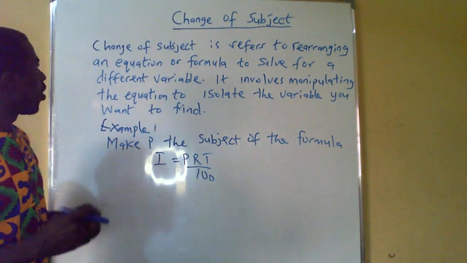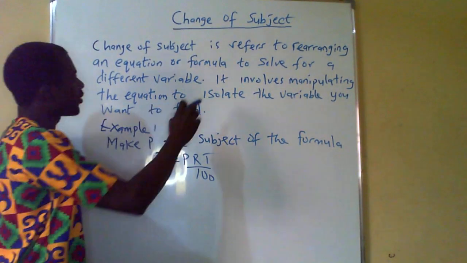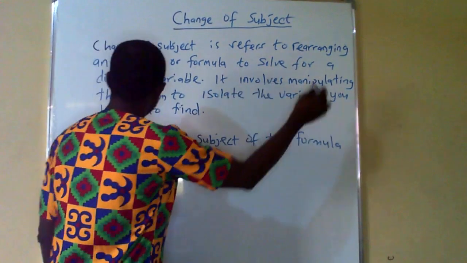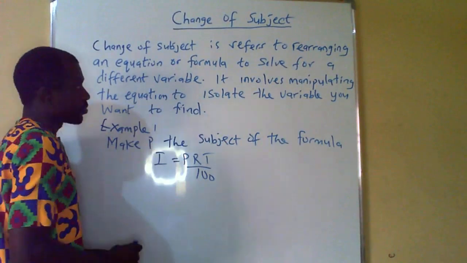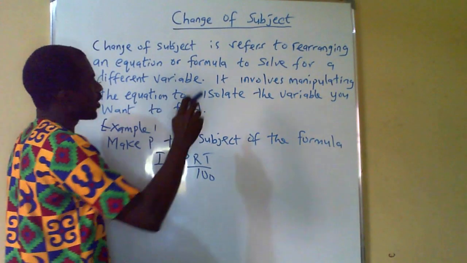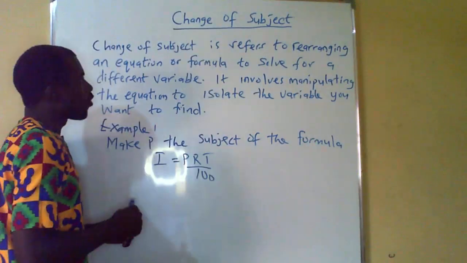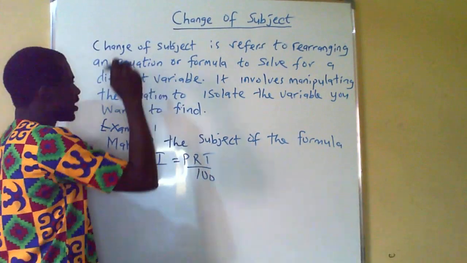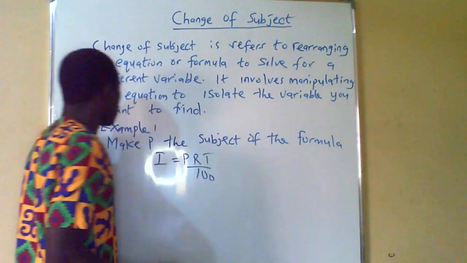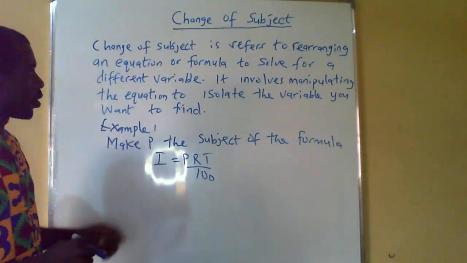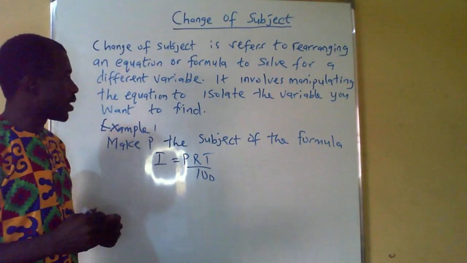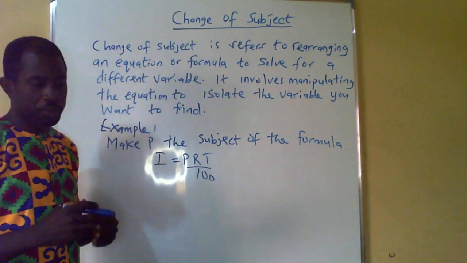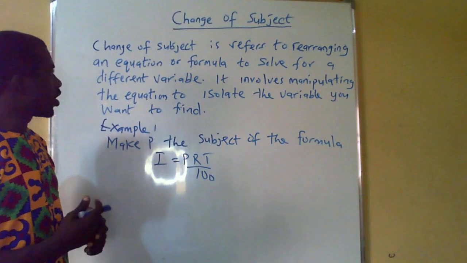On the board we have here: change of subject refers to rearranging an equation or formula to solve for a different variable. I repeat, change of subject refers to rearranging an equation or formula to solve for a different variable. It involves manipulating the equation to isolate the variable you want to find. So that's the simple meaning of change of subject. We're going to give an example to illustrate it.